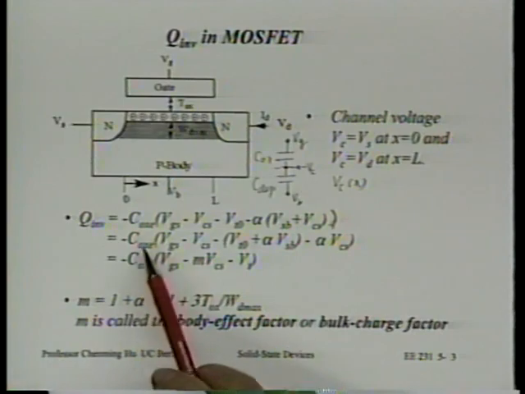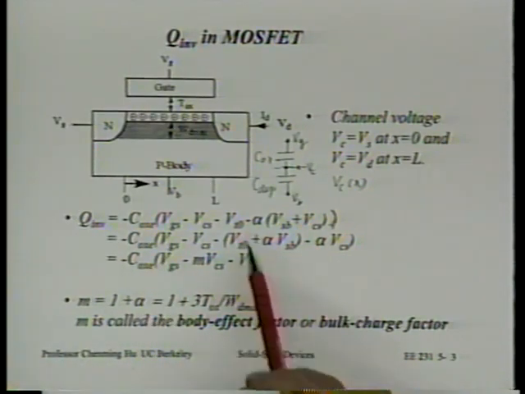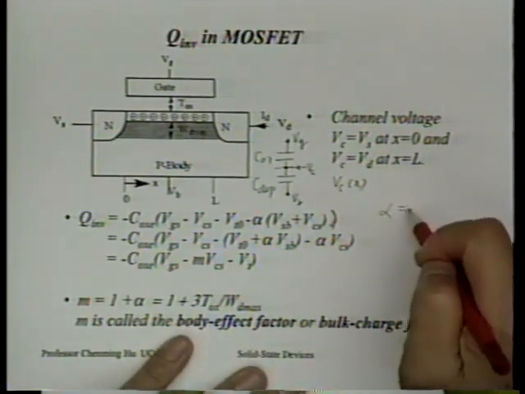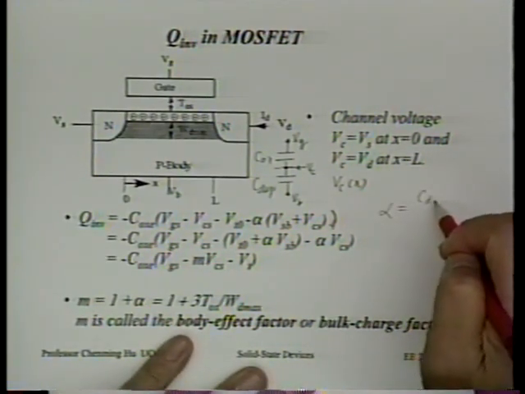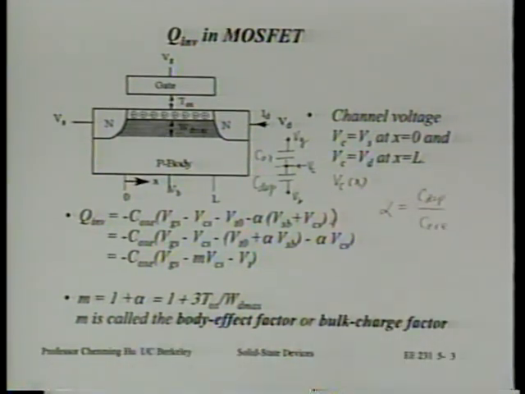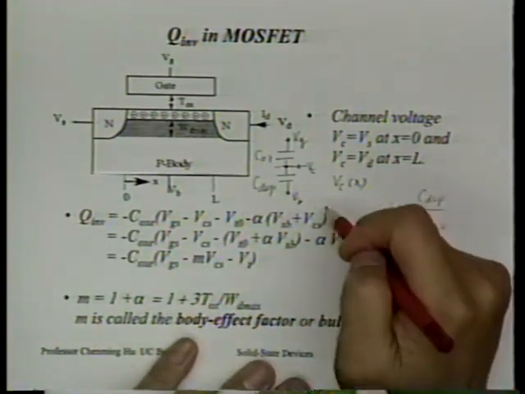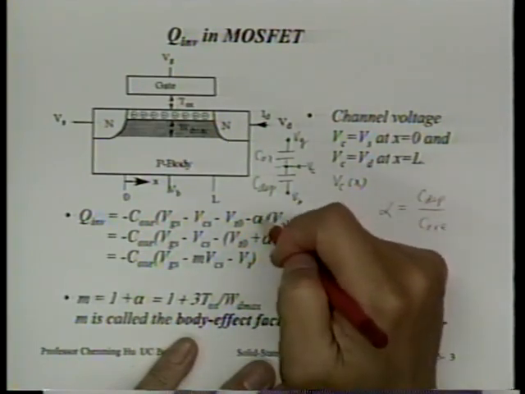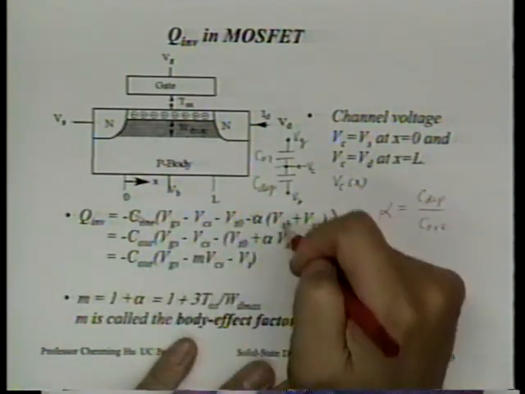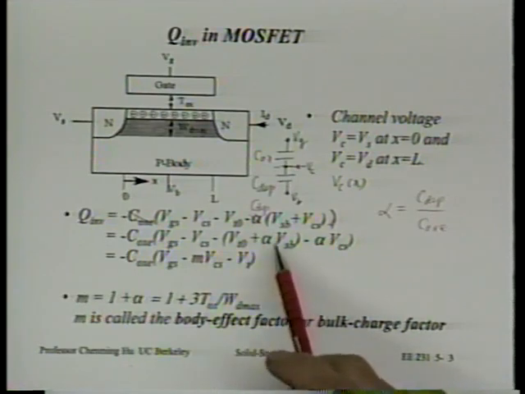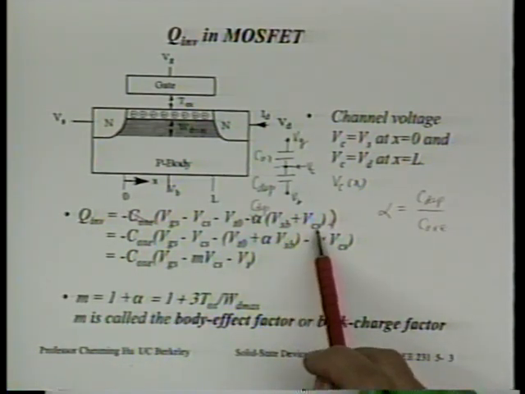Another part, Cox times alpha. If you remember, alpha is the ratio of C depletion over Cox, from the previous slide. So Cox times alpha really is just the C depletion. If I concentrate on this, it's talking about C depletion times VSB plus VCS.